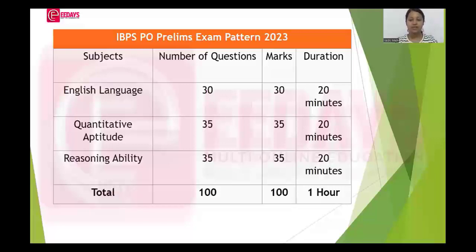Coming to quantitative aptitude, we have 35 questions and out of 35 questions you'll be securing 35 marks. Each question holds 1 mark, so it's 35 questions and the allocated duration is 20 minutes. Reasoning ability, it can be logical as well as verbal. The number of questions is 35 and the marks allocated is 35 and the duration allocated is 20 minutes, and totally it is 1 hour.